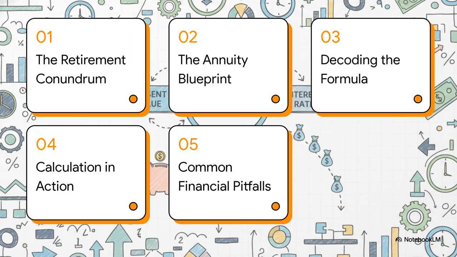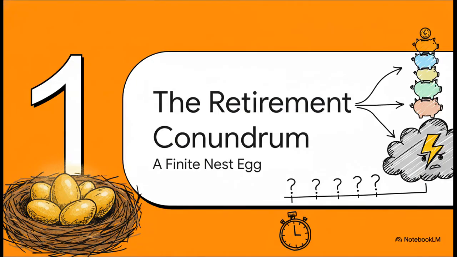First, we'll unpack the problem itself, what we call the retirement conundrum. Then we'll look at the blueprint for solving it, before decoding the formula piece by piece. After that, we'll see the calculation in action. And finally, we'll discuss some common pitfalls to watch out for. So, let's talk about this conundrum.